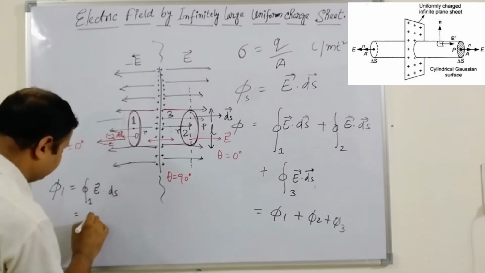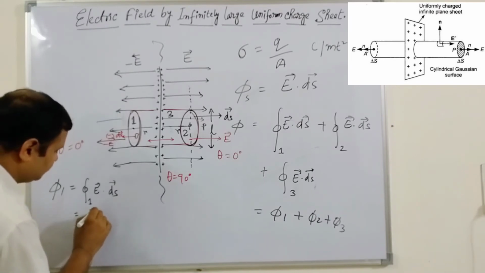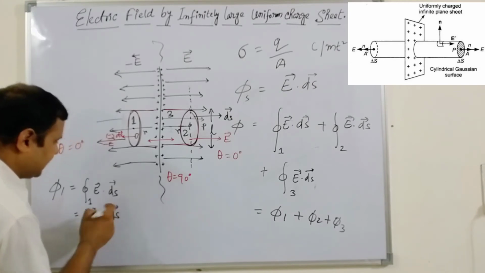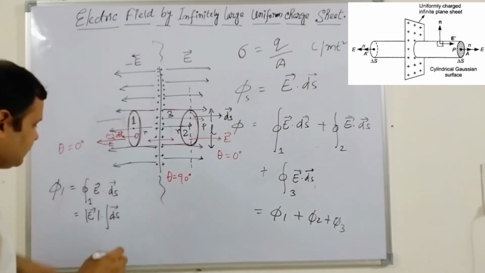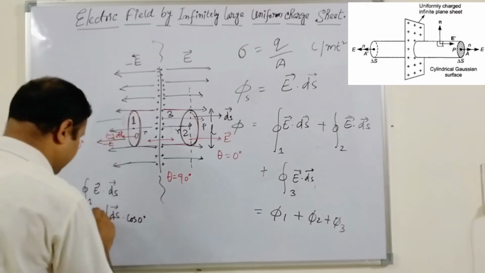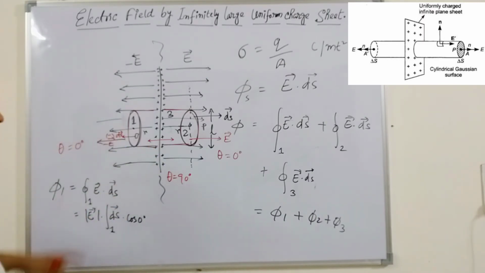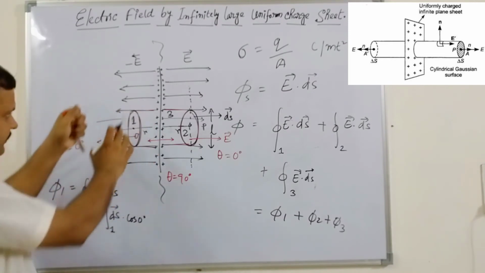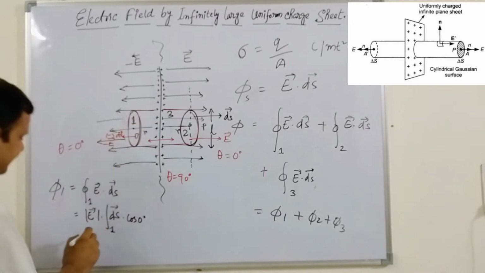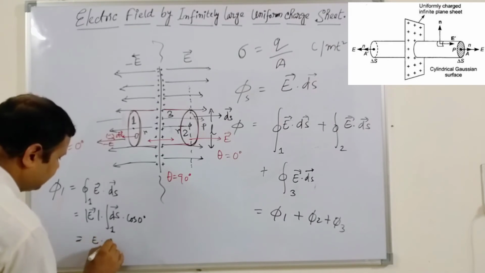So this is the mod of E and mod of dS, integration of dS, right? And the angle between them was theta, cos 0, that is 1. And this is the total surface, the integration of this curved area. All dS is the area of this cylinder top. What is this? This is nothing but the area you have taken. So E into A. Suppose this area is A.